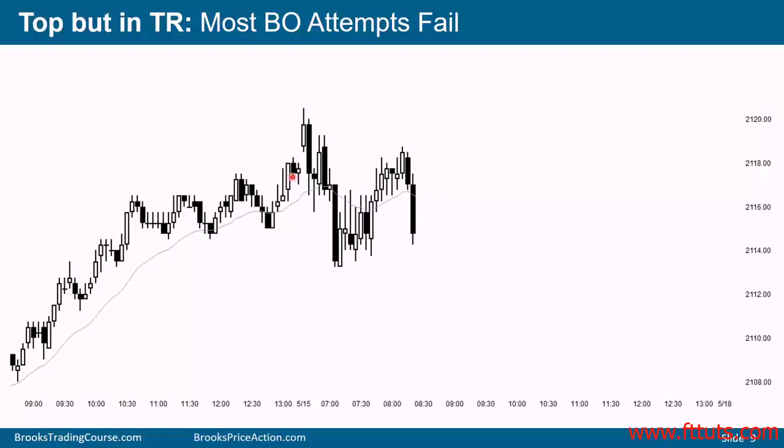This top failed, this top failed, this one failed, this one failed, and now we're trying to resume up. We had a double bottom, another double bottom, did not go very far. We're trying to reverse up here, did not go very far. In a trading range, most breakout attempts fail, and you get repeated reversals.